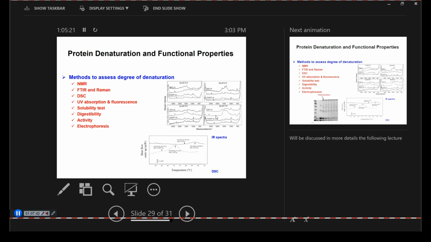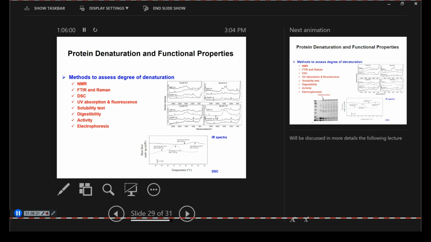The DSC we talked about last time explained how DSC can be helpful not only in determining the denaturation temperature, but also in determining the enthalpy. So the amount of energy that was required to unfold that protein. So it can indicate partial denaturation. If the enthalpy is low, that means the protein has been already partially denatured. If there is no enthalpy at all, that means the protein has been denatured completely. And also, it gives you the impact of structural modification.